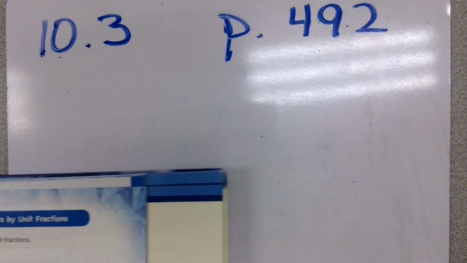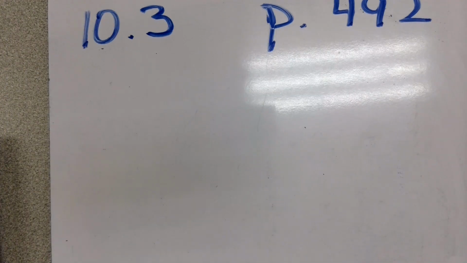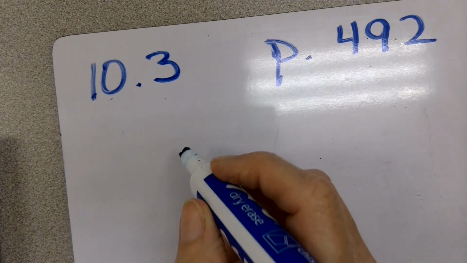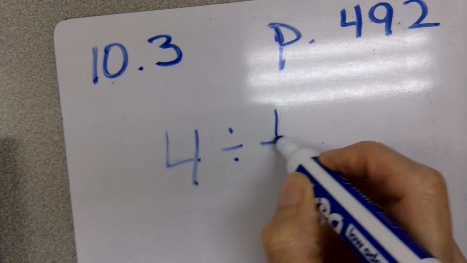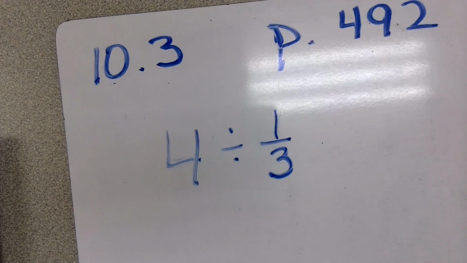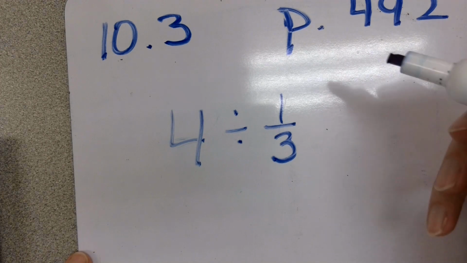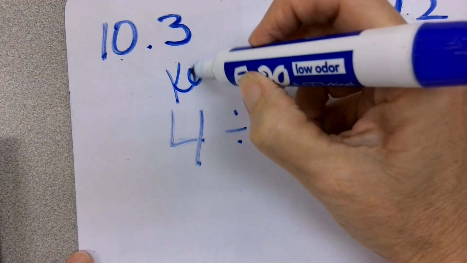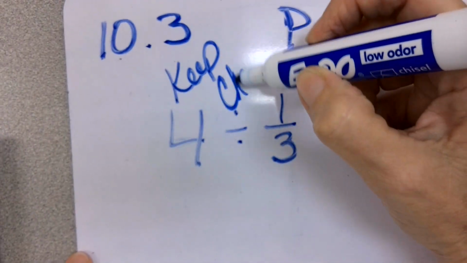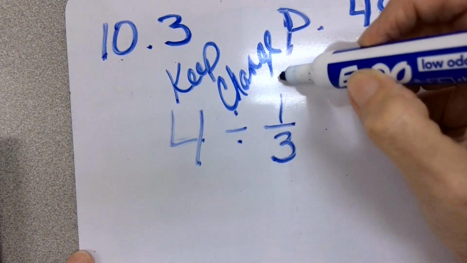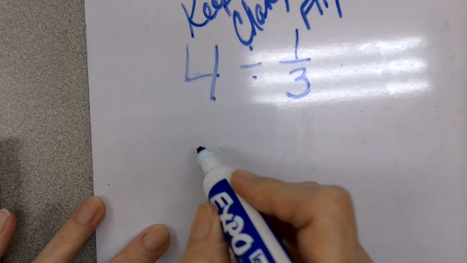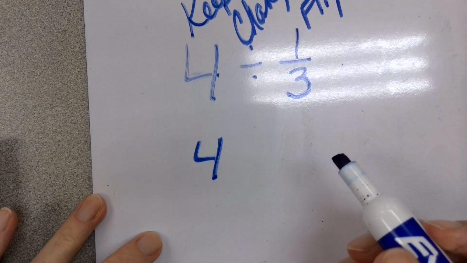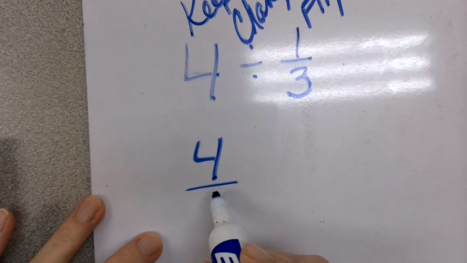So because there are 3 1/3 in one whole, there are 12 1/3 in 4 wholes. Now that is one way to look at it, but I want to show you mathematically how you would do that. So if you have 4 divided by 1/3, here's a little game I like to teach for division of fractions. It's called keep, change, and flip. So we're going to keep the first number, and actually it's a whole number, so what are we going to put under a whole number, guys?